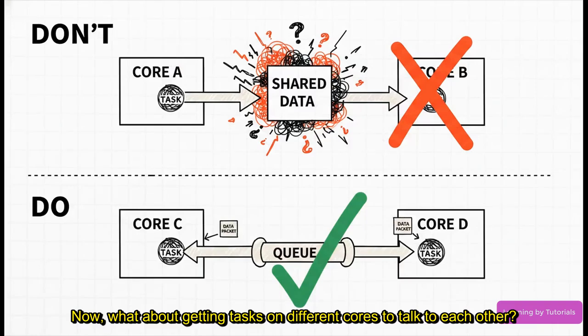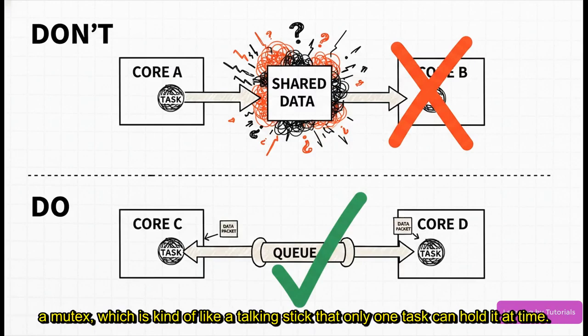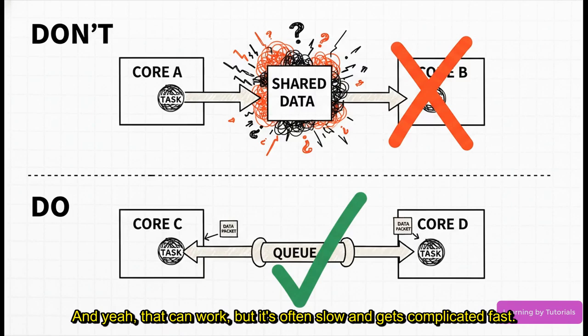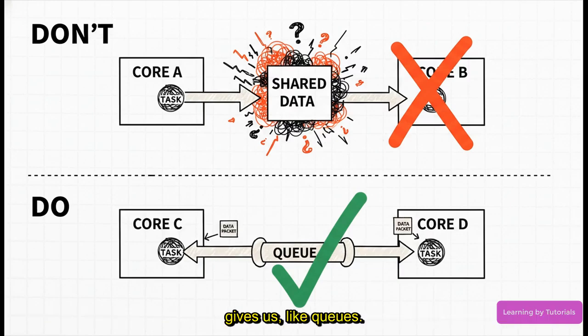Now, what about getting tasks on different cores to talk to each other? You might be tempted to use a global variable and then protect it with something called a mutex, which is kind of like a talking stick that only one task can hold at a time. And yeah, that can work, but it's often slow and gets complicated fast. A much better, safer, and more efficient way is to use the tools that FreeRTOS already gives us, like queues.